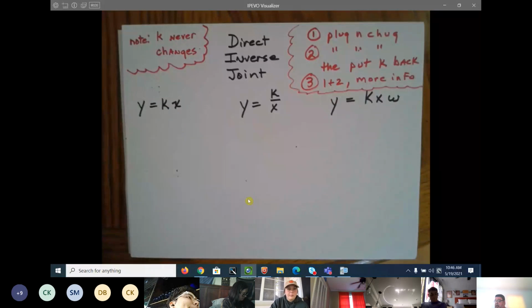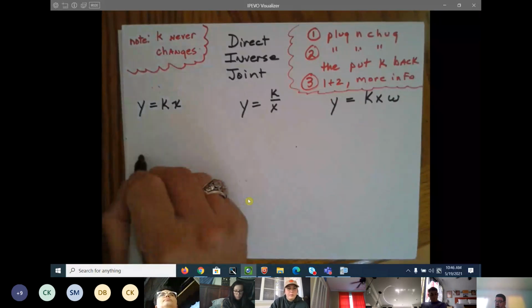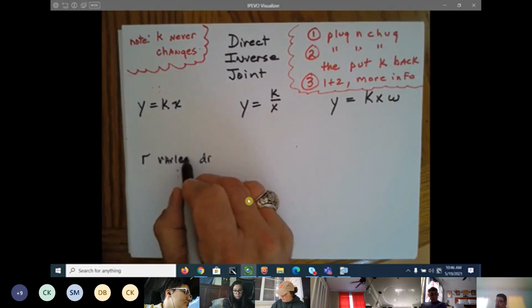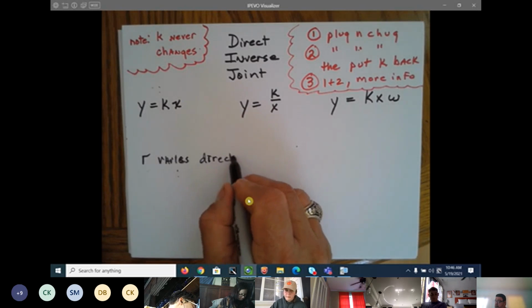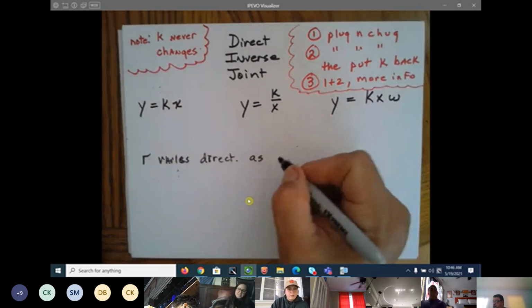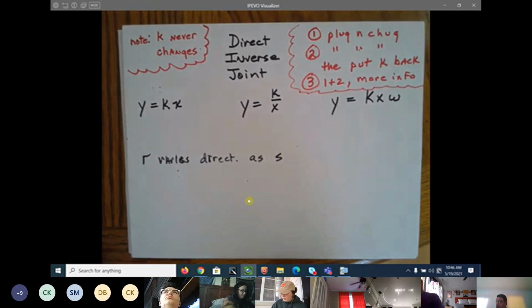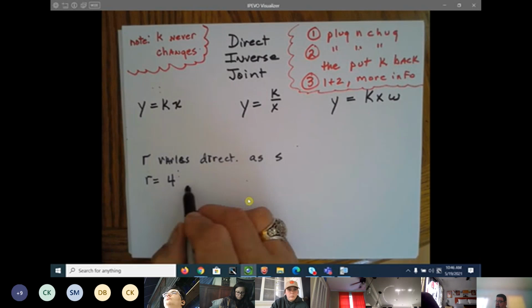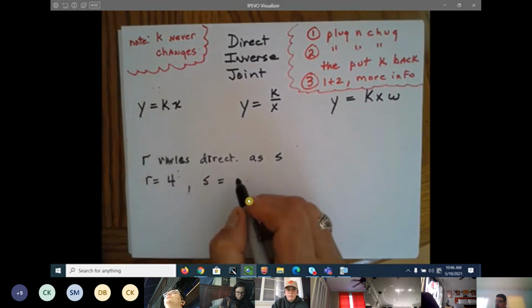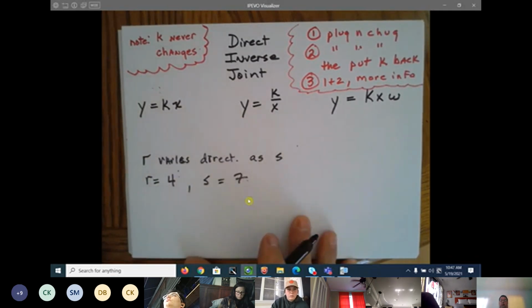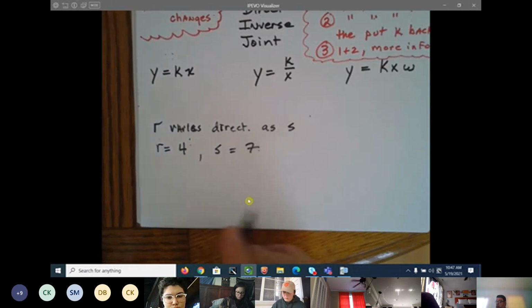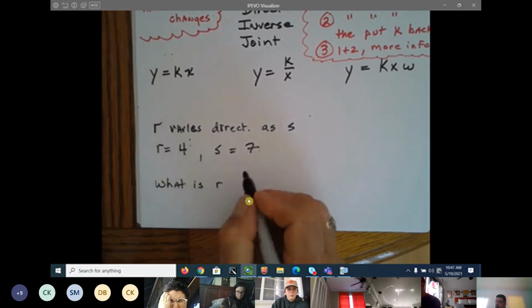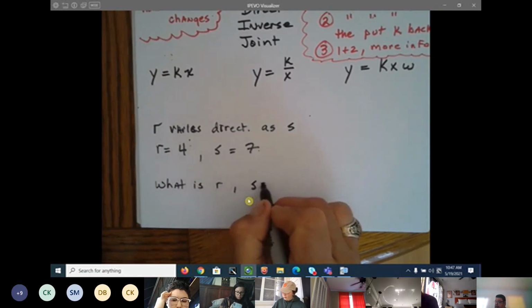They'll give you something like R varies directly as S. And R is equal to 4 and S is equal to 7. What is R when S is equal to 12?